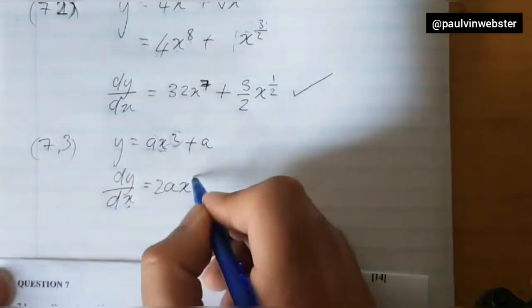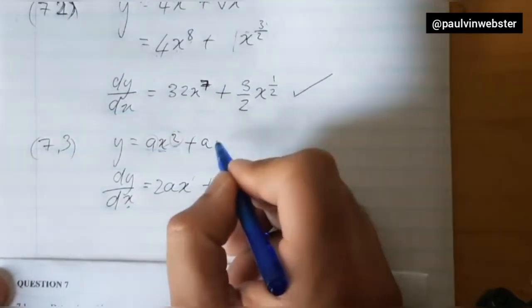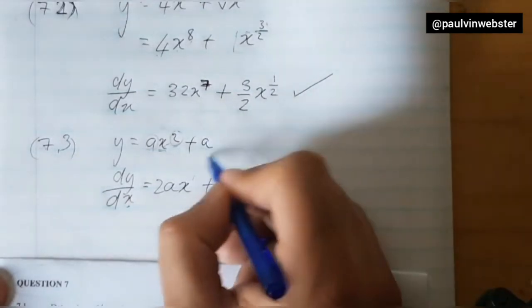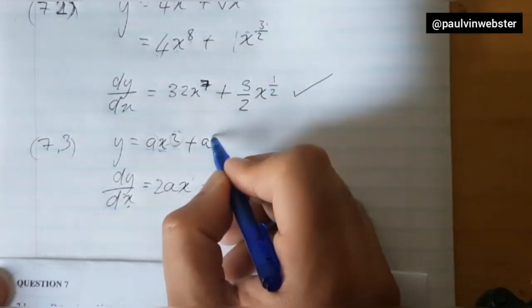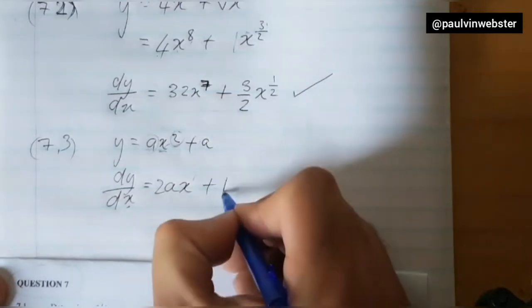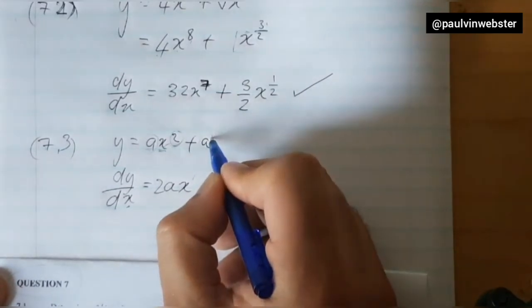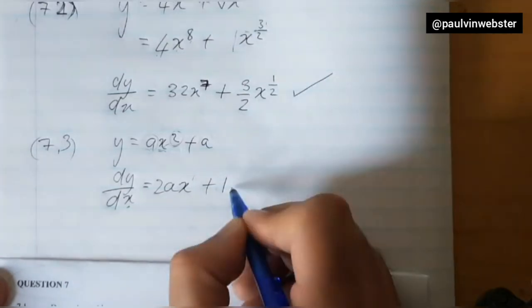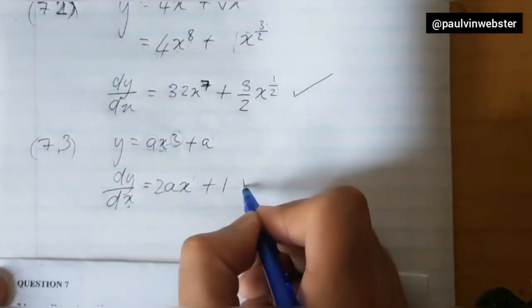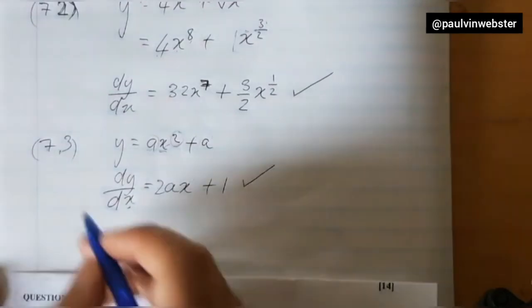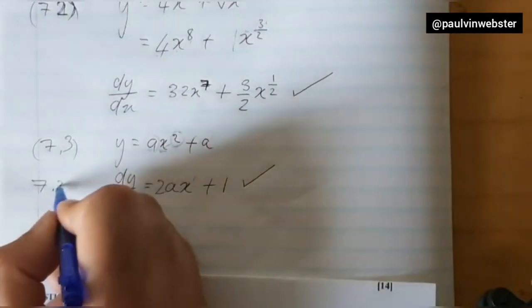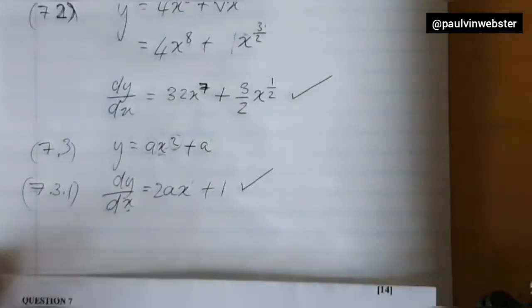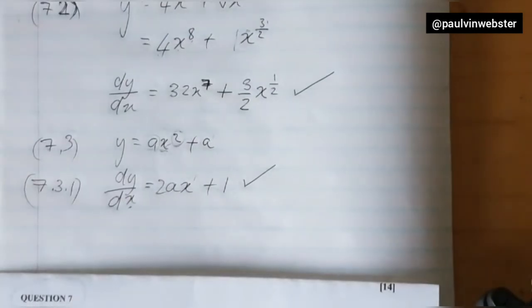So there's an invisible 1. Plus the derivative of a is going to be 1, because 1 multiplied by the invisible 1 is 1. And then there's still the invisible 1. 1 minus 1 is 0. So a to the power of 0 is 1. You don't have to write multiply by 1 here. This will be your final answer. This was 7.3.1.